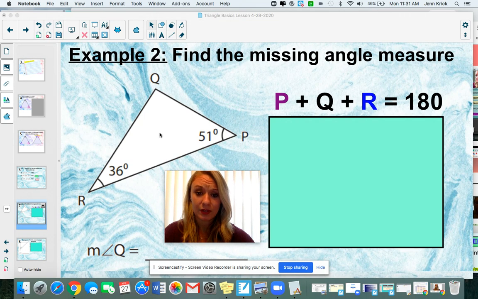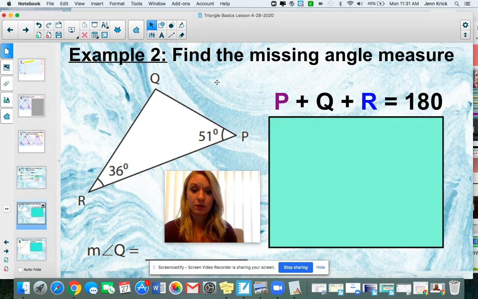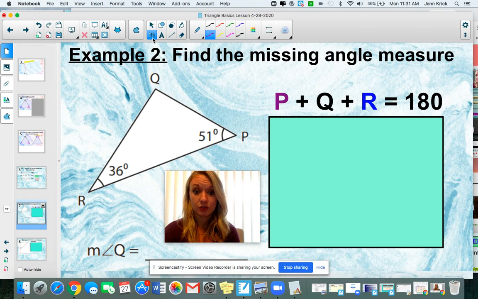And hopefully you guys saw this in 7th grade. If I gave you this triangle PQR, notice that you've only got two angle measures and you're missing the one for Q up here. You can solve for that pretty easily. So we're going to be solving for Q. We don't know what that is.